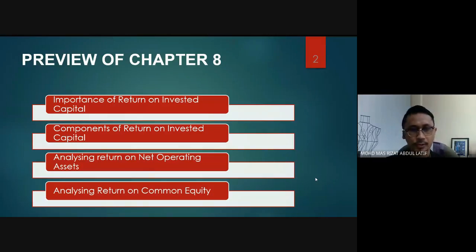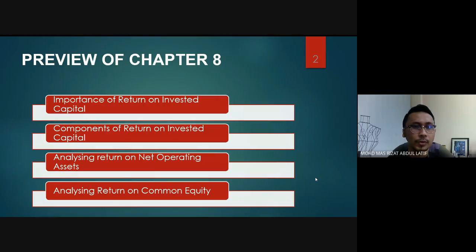Okay, so first of all, let's look at the preview of this chapter. So what are the subcomponents that fall under this chapter? So they have 4 pillars there. The first one, I will touch on the importance of return on invested capital. Okay, the second point will be on the components of a return on invested capital. So we will look at about 2 components there. Okay, net operating asset and common equity.